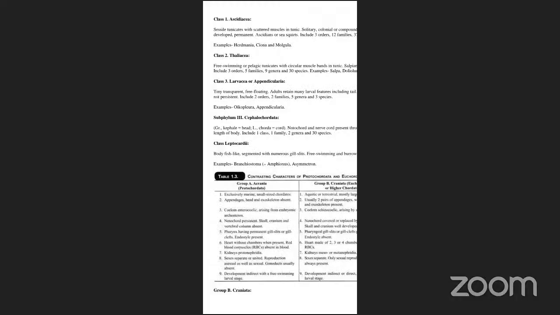As well as burrowing habits. Now, the examples for these are also called Amphioxus and Asymmetron. These are the two examples that come under this class Leptocardia. These are the three subphylums which come under the protochordates.